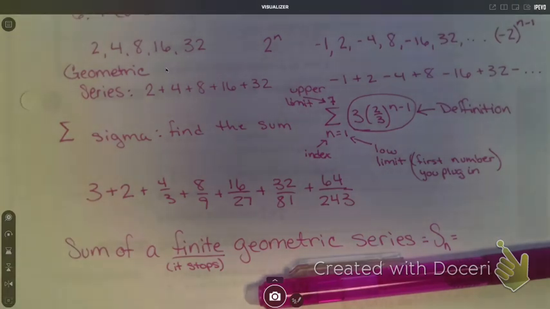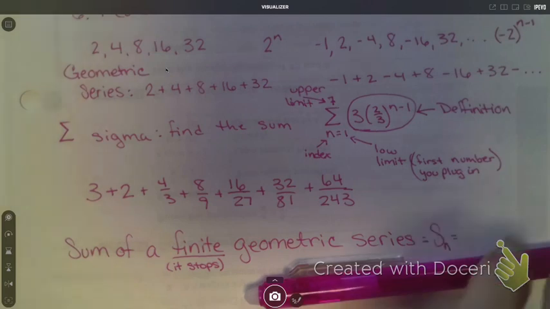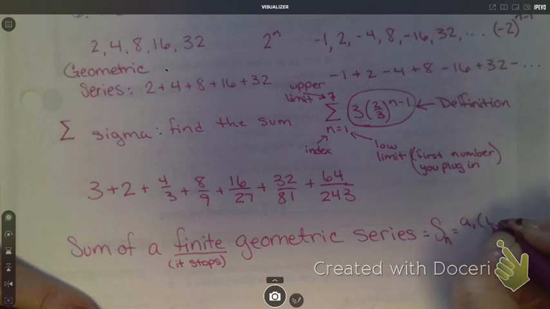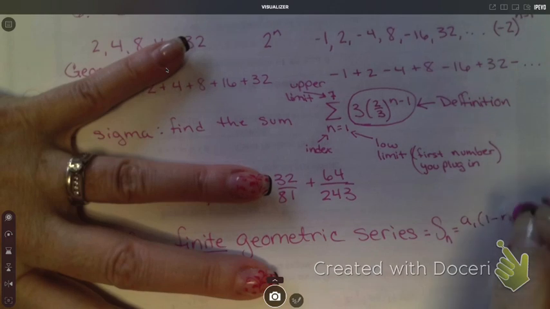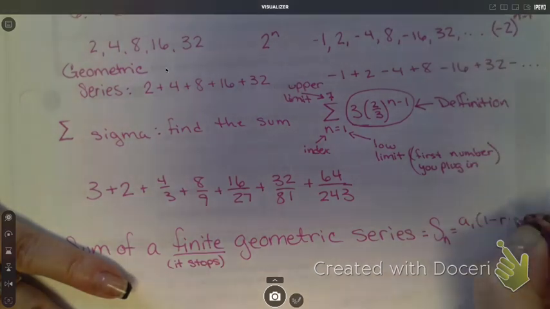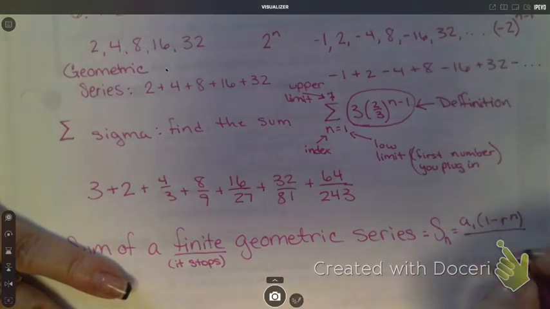Get it? Okay, so n is the number of terms you are adding. The equation is a sub 1 times 1 minus, oh sorry, r to the n, divided by 1 minus r.